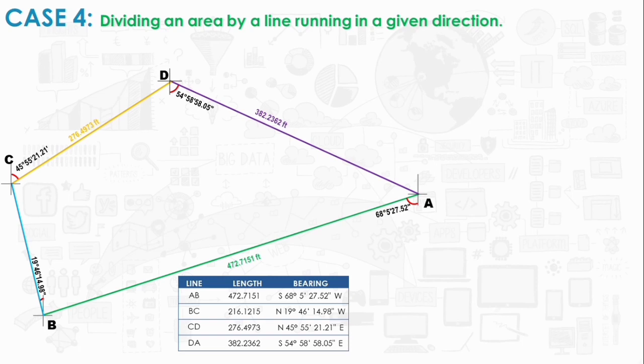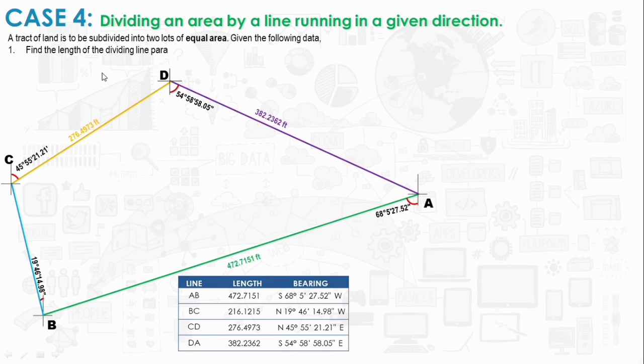Case number 4, we are going to divide an area by a line running in a given direction. Say for example, a tract of land is to be subdivided into two lots of equal area. Given the following data, find the length of the dividing line parallel to line AB and determine the distances from the dividing line to the adjacent traverse stations. So alin dyan yung adjacent traverse stations? Station A, B, C, and D.